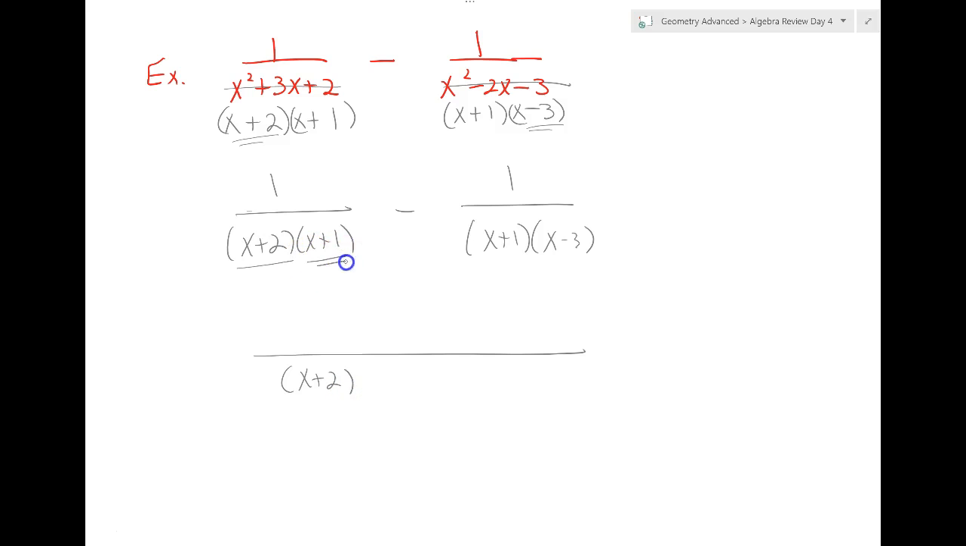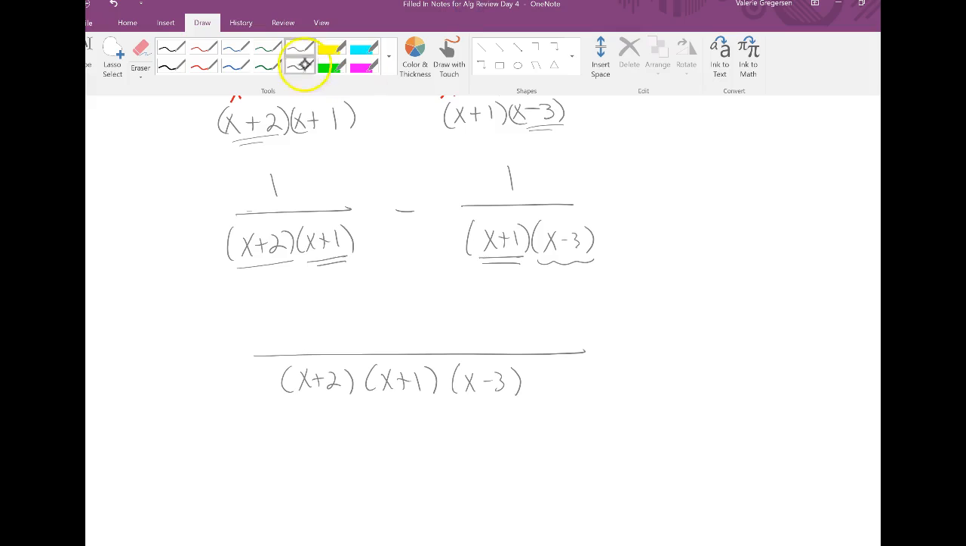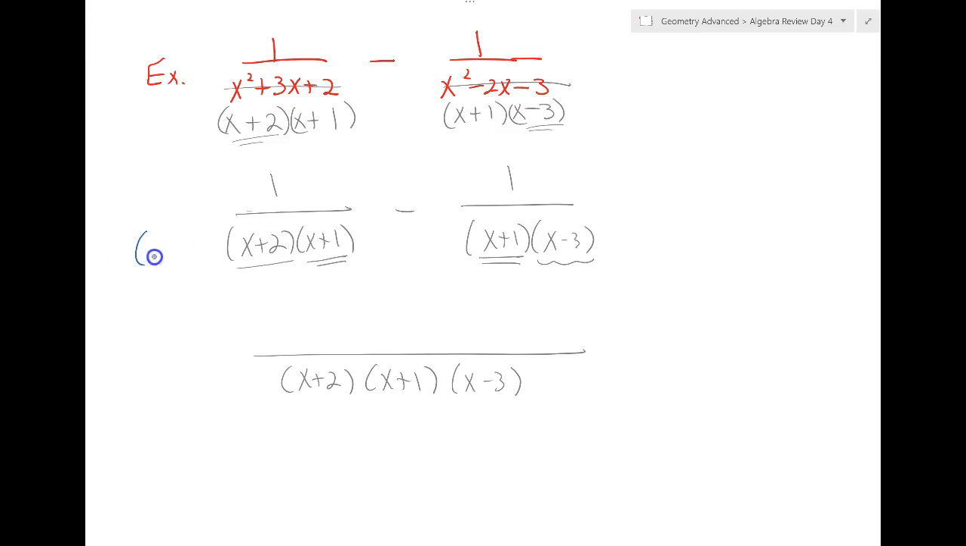I need an x plus 1. Well, the good thing is I have that in both. So I have an x plus 1 is going to be my common denominator. And we're going to have an x minus 3. So I have all of those as factors for the denominator of my fraction. So now I have to ask how I'm going to change the first fraction in order to have the quantity x plus 2 times quantity x plus 1 times quantity x minus 3 in the denominator. Well, you're going to multiply whatever you need to make that denominator. So I'm going to multiply by an x minus 3.